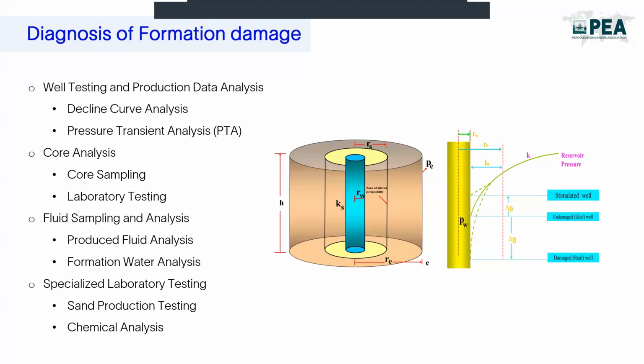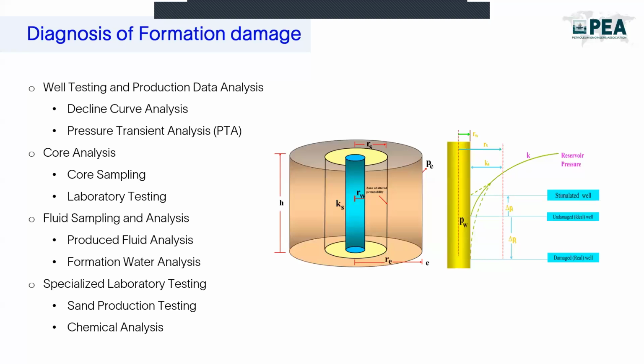Also, there is scale and corrosion testing. Some lab tests can evaluate the scaling and corrosion potential of the reservoir fluids, which are common causes of formation damage. So I have just mentioned the most common methods or means to diagnose formation damage.